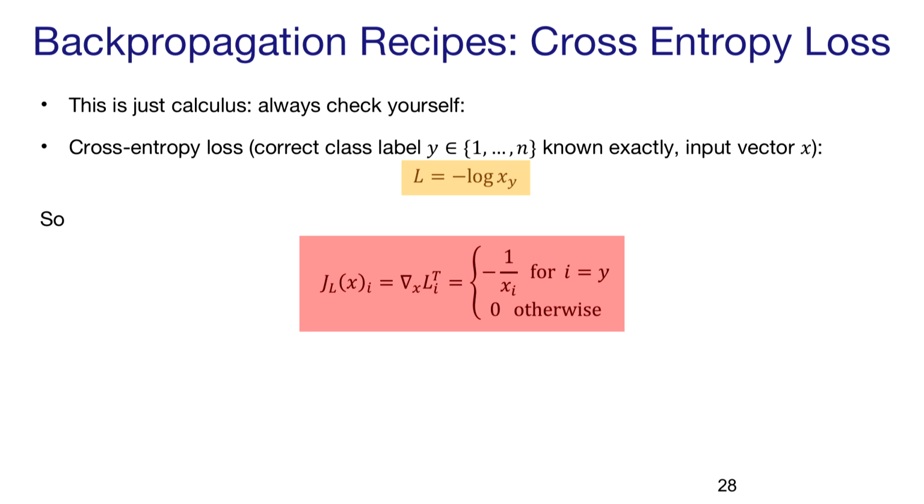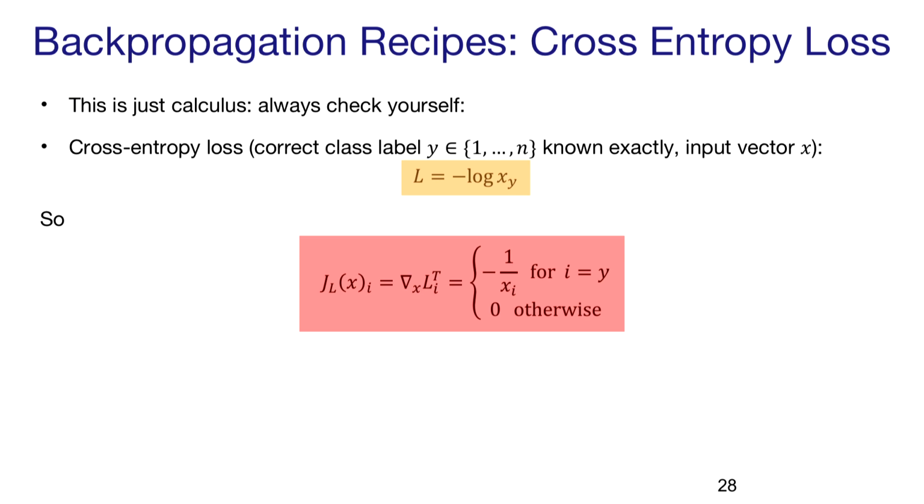All right, so the Jacobian with respect to x, it's a vector, so for simplicity we can write down its ith component. It's also a gradient of the loss with respect to x. It's the ith component of that.